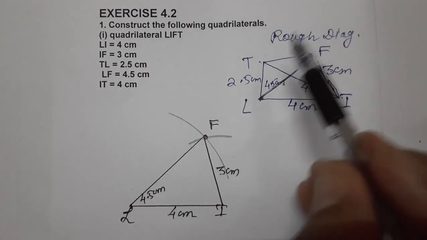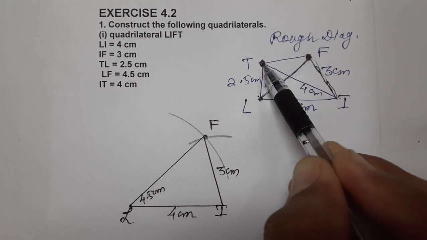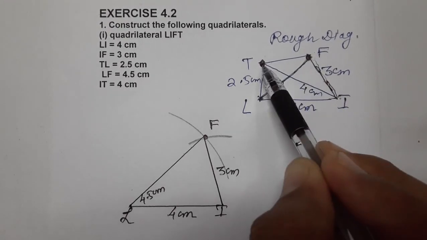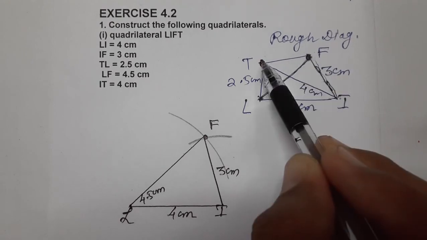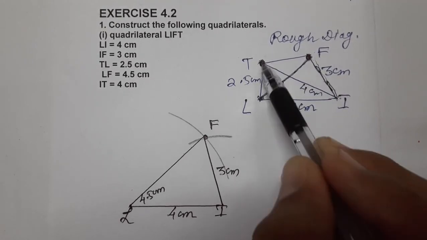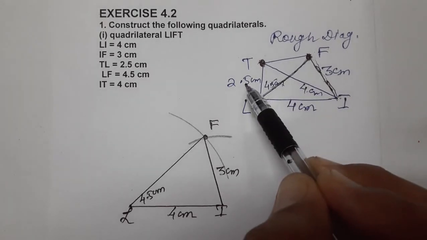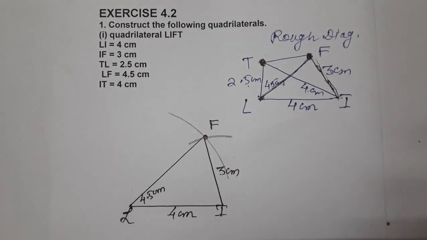Now see, here again comes the rough diagram. Now our next point is T. L to T and I to T, because this time FT is not given to us. L to T is 2.5 and I to T is 4 centimeter. So first 2.5 and then 4 centimeter.